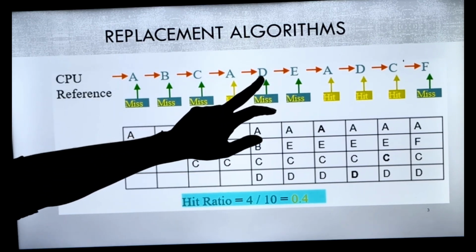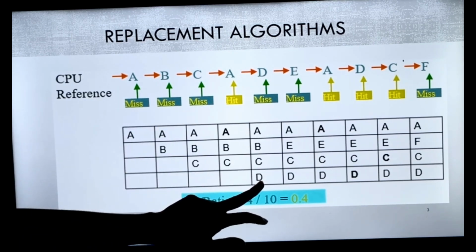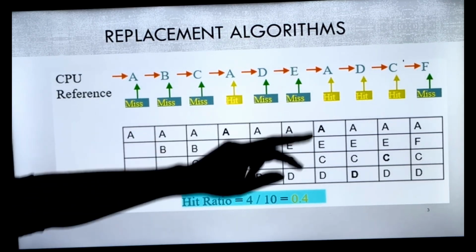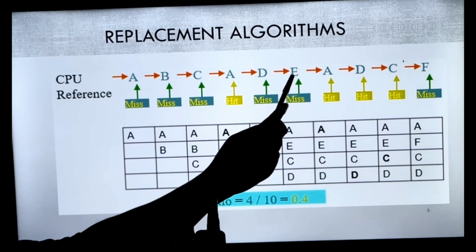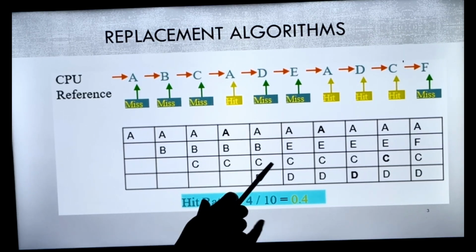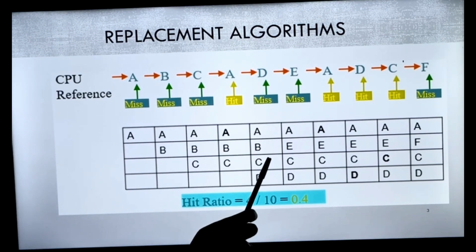Next I want to insert D. Yes, D I can insert here because I have available space. Next, I want to insert E. Now you have to decide, because your cache is full. Now there is a problem. You want to insert E and your cache is full. Where to insert this E?